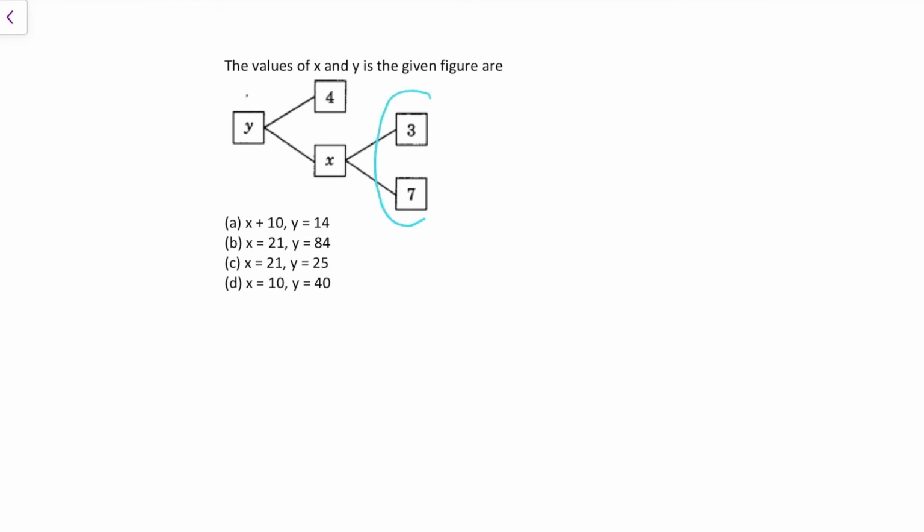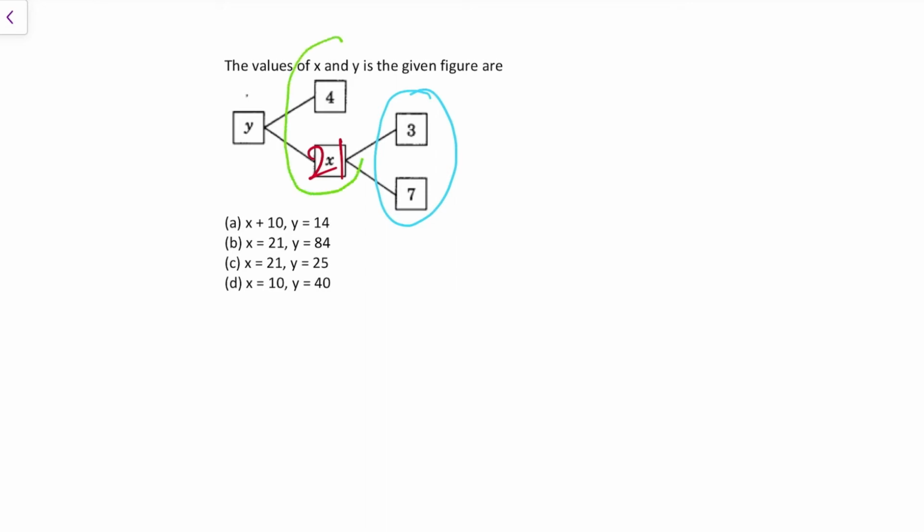Here 2 branches are there, 3 and 7. So it says simply we need to multiply that. 3 7s are 21. So this box should be filled with 21.